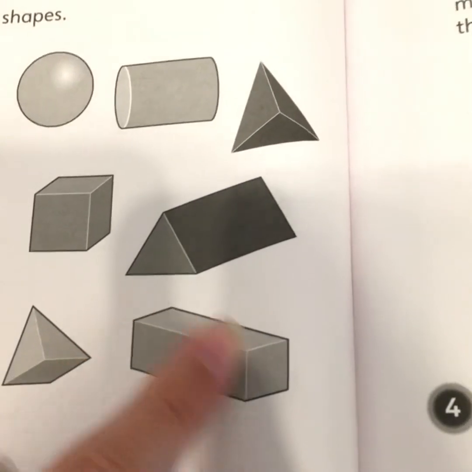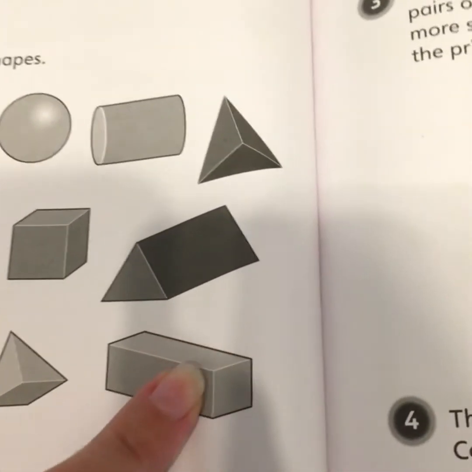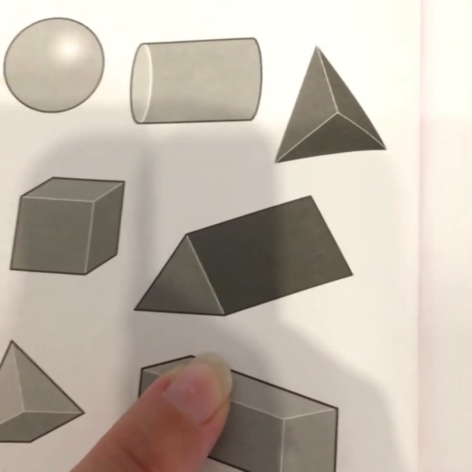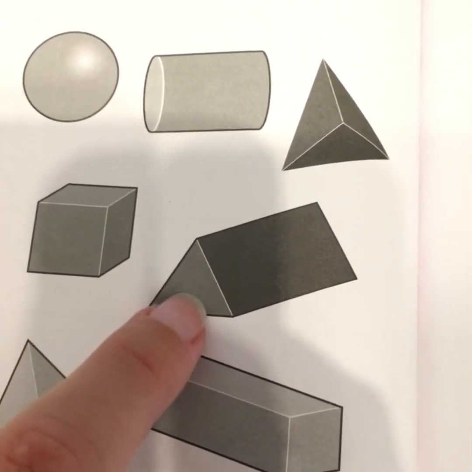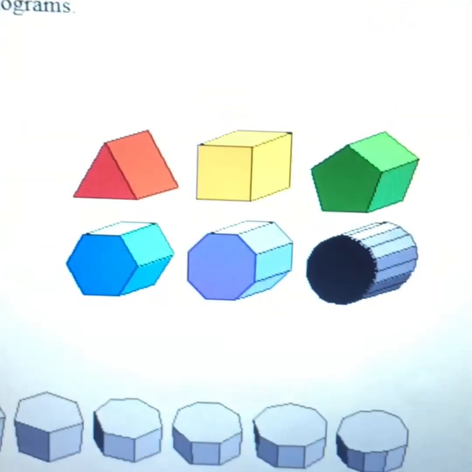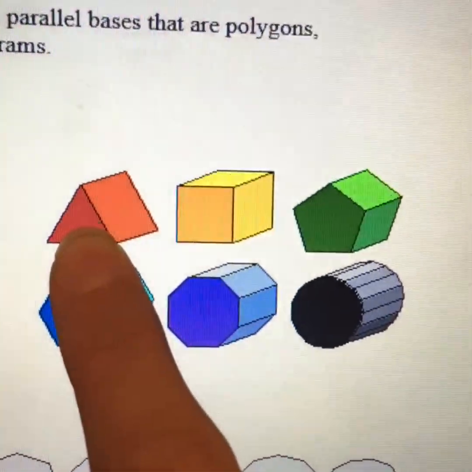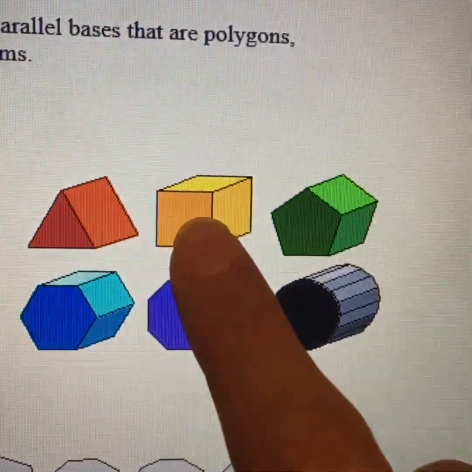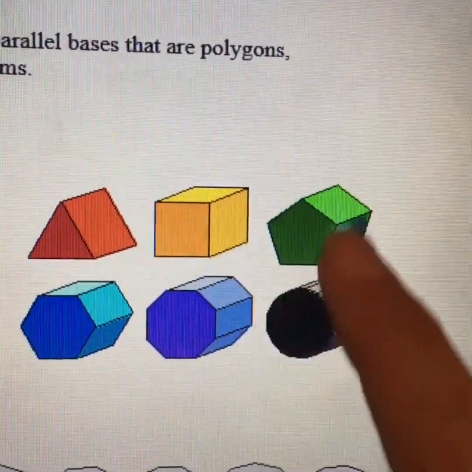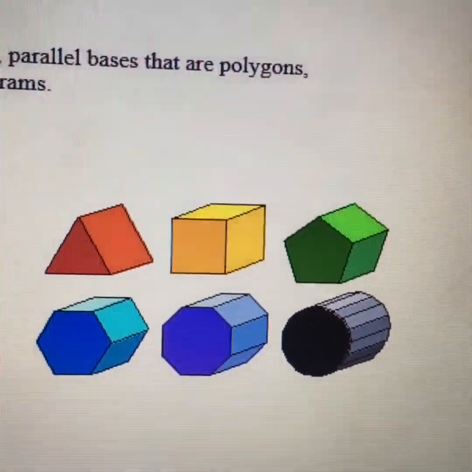This is also a type of prism because it's got two identical faces for the ends and it's got rectangles going around the middle. So the way you decide what kind of prism it is is what the shape is at the end. So this is a triangular prism. So if you look at these on here, these are all prisms. Here is a triangular prism. This one we know is a cuboid. This one, it's got 5 sides, so it's a pentagonal prism.